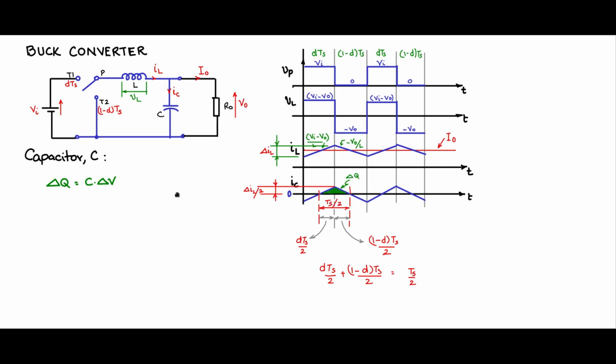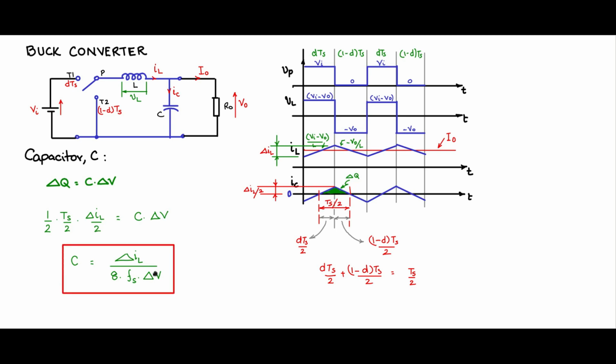So now you can calculate the charge, which is half base into height. So half base Ts by 2 into height delta IL by 2, and that should be equal to C into delta V. Now let us calculate C: C is delta IL divided by Ts, I'll take it down as Fs, switching frequency. This 2 into 2 into 2 is 8. Fs delta V comes down, that is the ripple across the output. So this is the basis of the design equation for C.